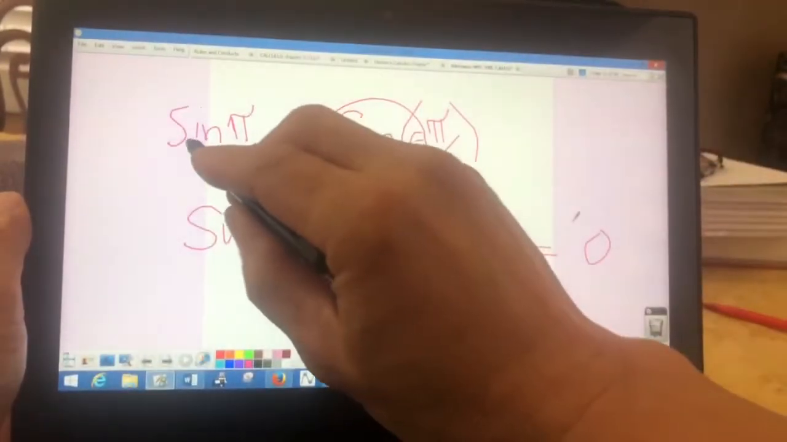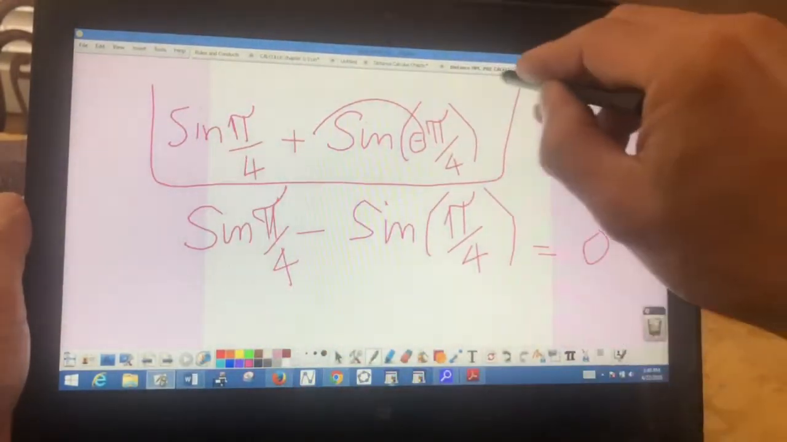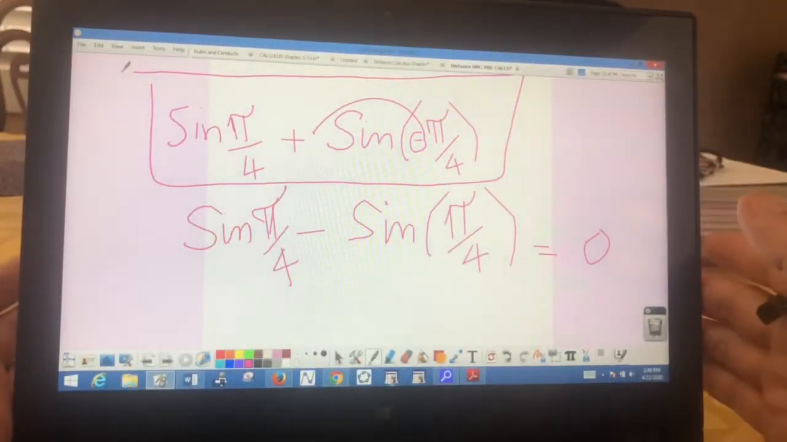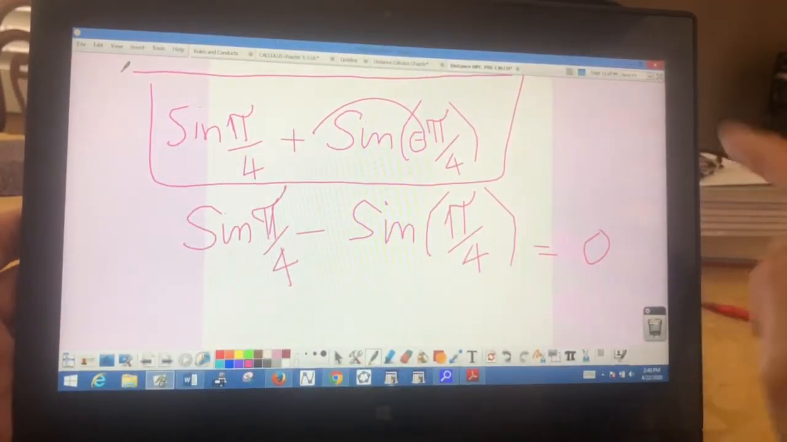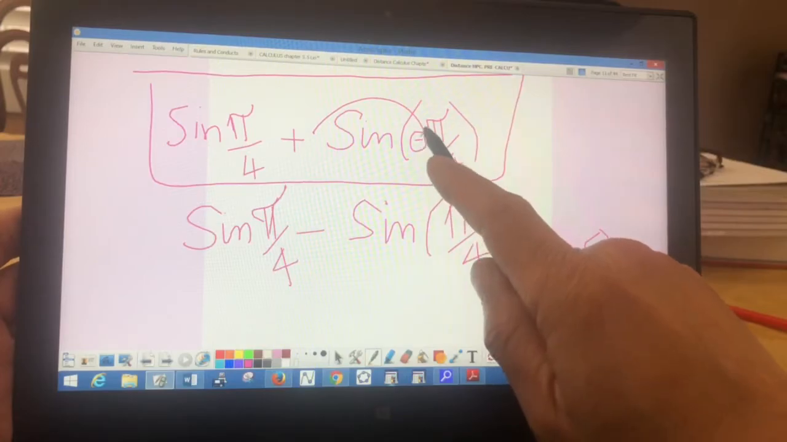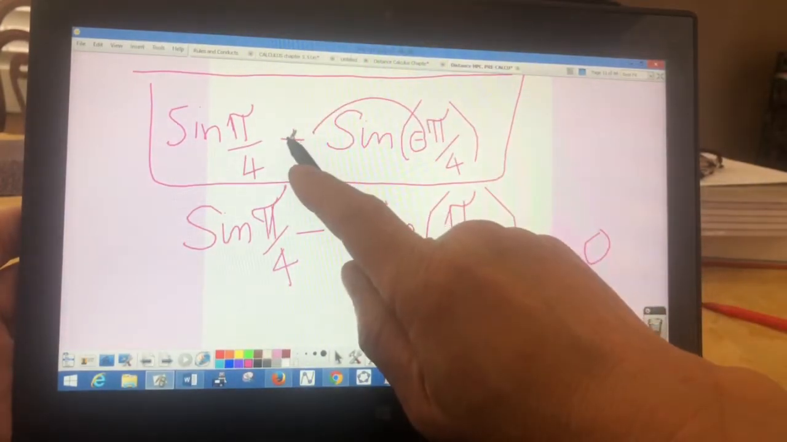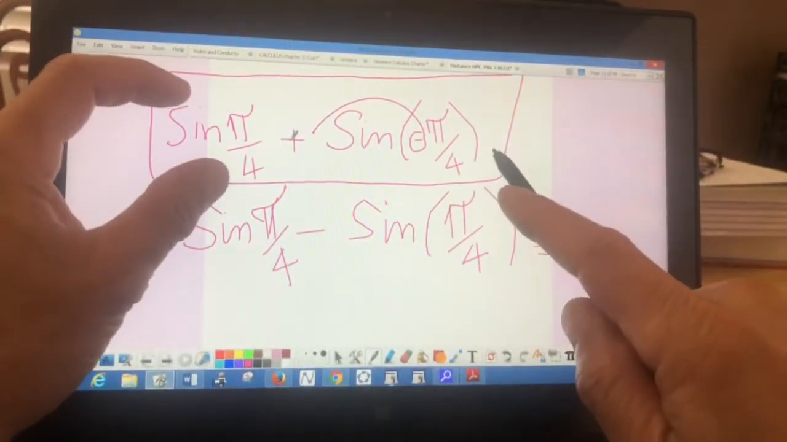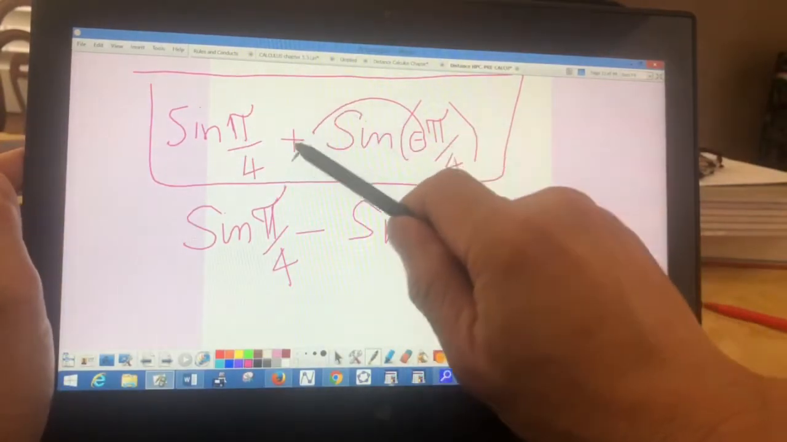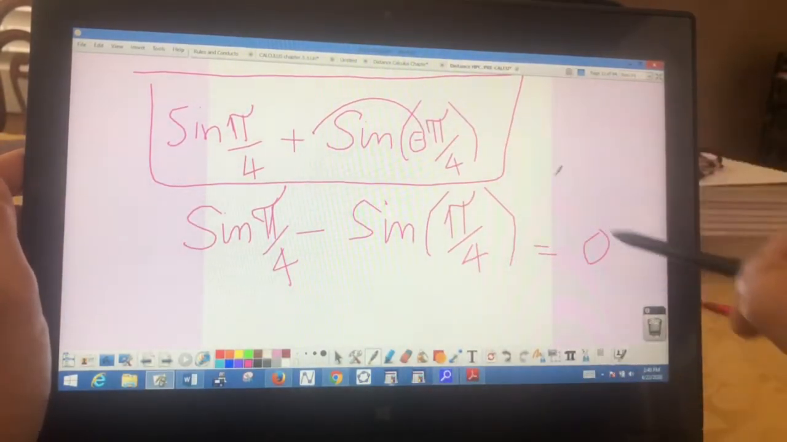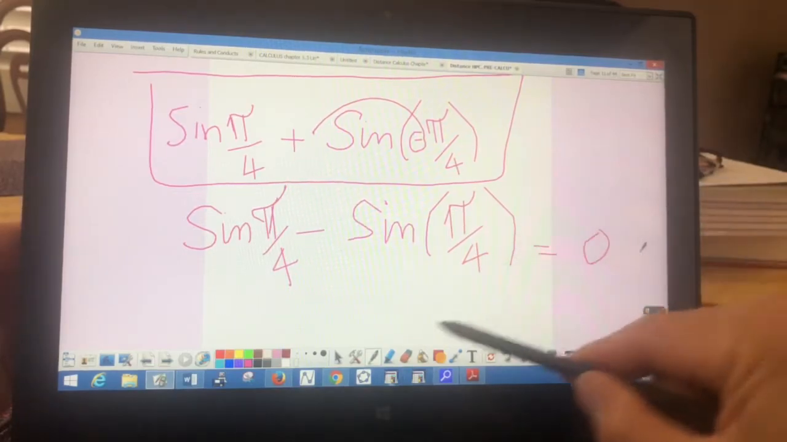All right, so if the problem comes in like this, and it says, well, simplify this. Notice there's a minus right here. Take this minus out here. So now you look at this problem in terms of sine pi over 4 minus sine of pi over 4. The answer is 0. Okay?